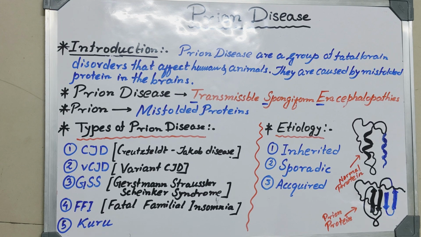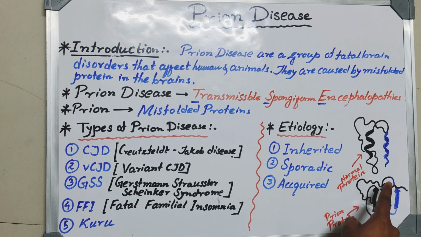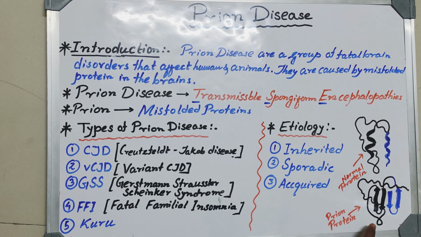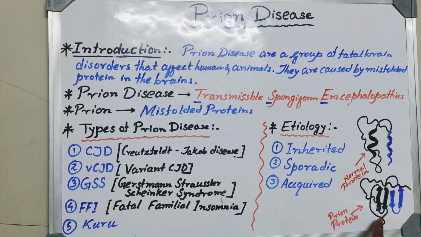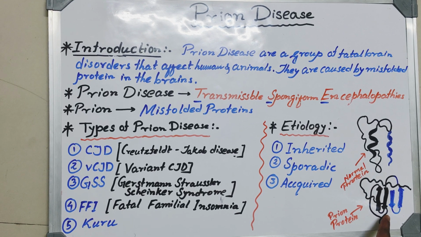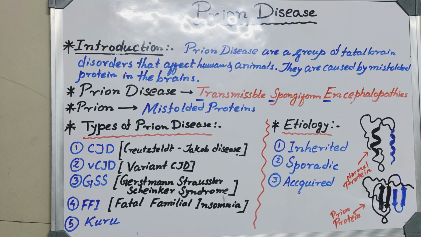As you can see in this picture, this is the normal protein that is present in our brain, and this one is the prion protein. As compared to this image, in this image there is a misfolding. That's why it is called a misfolded protein disease.